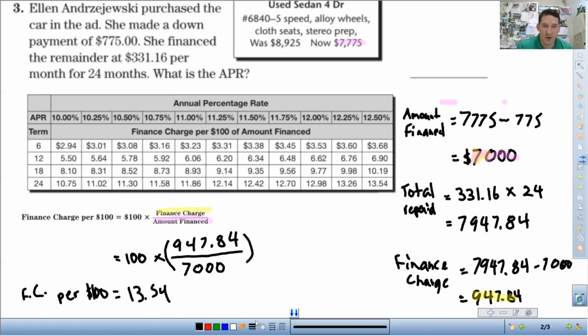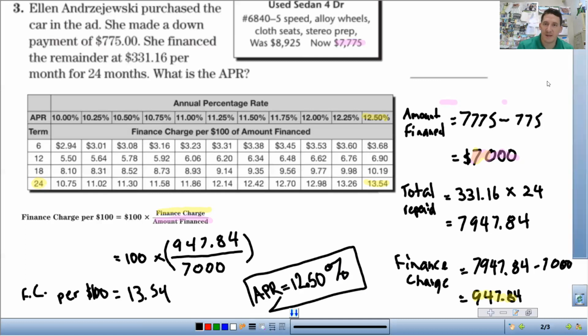What we're going to do here, we look at the number of months, which is 24. We find the $13.54, and then we go up to find the APR. So the APR using the table is 12.5%, not 8. I meant to write a percent. There we go. So APR is 12.5%. If we look, hey, we got it right. Perfect.